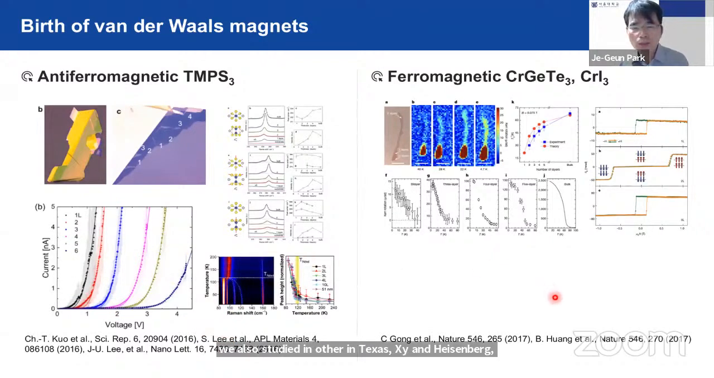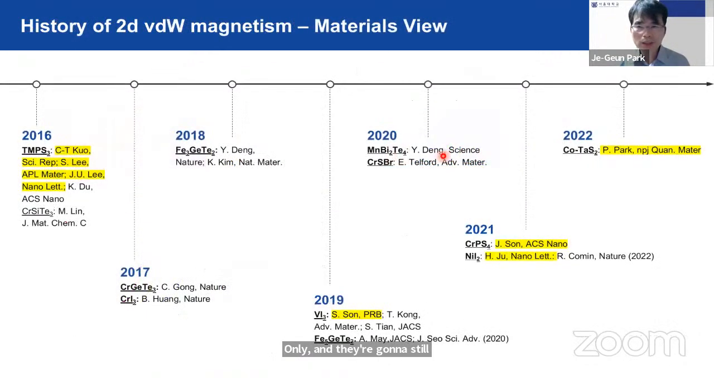And 1 year later, the group in the US reported that they can do the exact same thing on ferromagnetic samples of CGT, chrome germanium tellurium, and chrome iodine 3. But here, because they are magnetic, they were able to use the MOKE technique. And using MOKE, they could measure the ferromagnetic signal, in this case, down to bilayer. But in the case of chrome iodine 3, people measured the monolayer. And so these two cases of anti-ferromagnetic and ferromagnetic monolayer clearly indicate that you can produce monolayer magnetism at ease, and then you can measure. And after that, there has been basically an explosion, a lot of activity on this material.